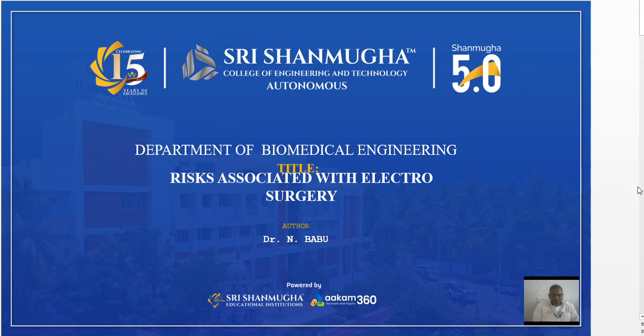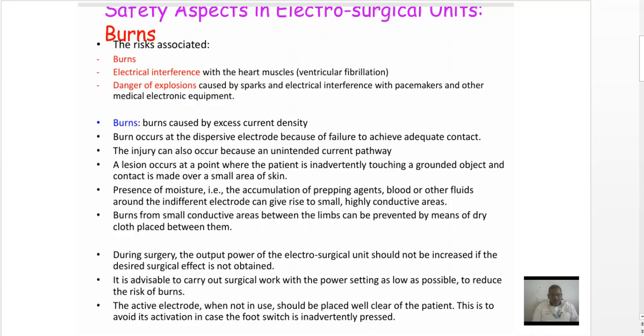In continuation with diathermy and electrosurgery techniques, what are the risks associated with electrosurgery that we can see in this class? Safety aspects in the electrosurgery units. What are the risks associated? The first risk is burns, and electrical interference with the heart muscles that leads to ventricular fibrillation.